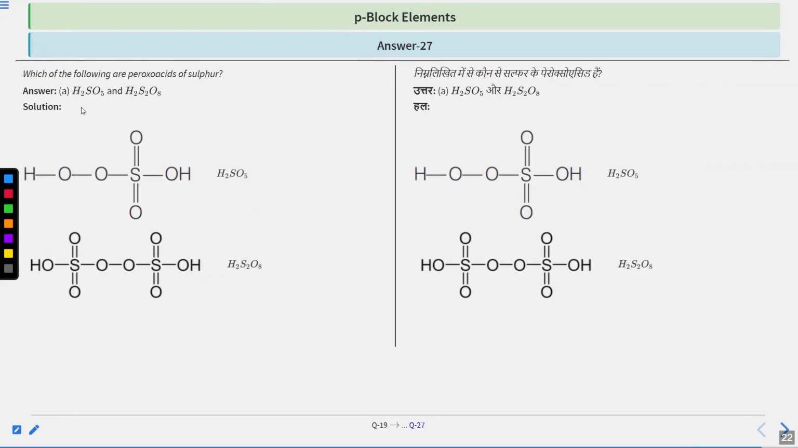Let's see. The correct answer is option A, that is H2SO5 and H2S2O8. You can see this is the structure for H2SO5, and this is the structure for H2S2O8, and they are the peroxoacids of sulfur. H2SO5 has 1 sulfur, 2 hydrogens and 5 oxygens, and H2S2O8 has 2 sulfurs, 2 hydrogens, and 8 oxygens. So they both are the peroxoacids of sulfur, and thus our option A is the correct answer.